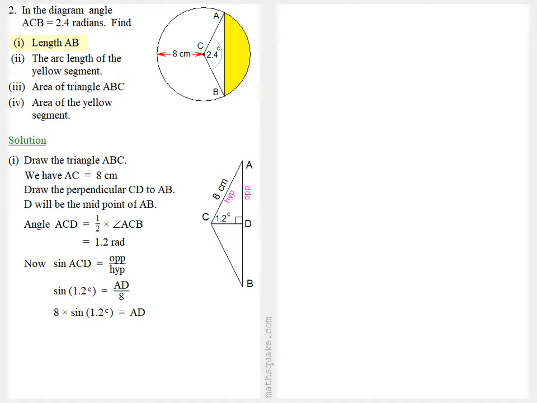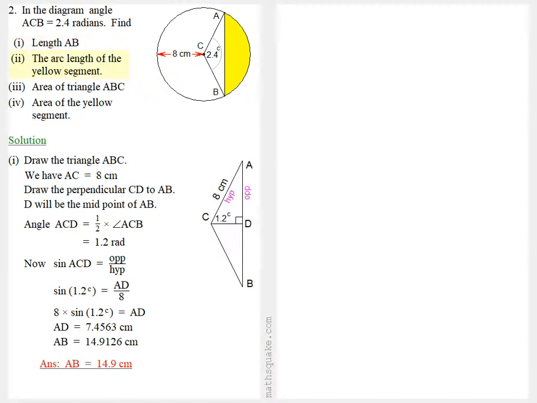Now to work this out, we must make sure that we've got the calculator in radian mode, not degree mode. In which case we get AD is equal to 7.4563 centimetres. AB is twice AD, so the side AB is 14.9126 centimetres, and if we round that off, we get AB is equal to 14.9 centimetres.